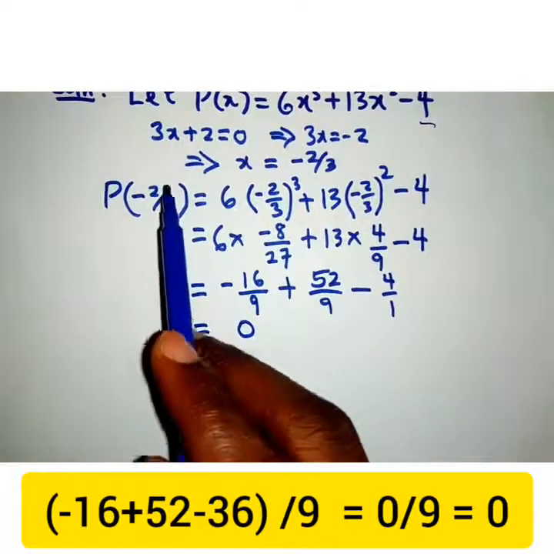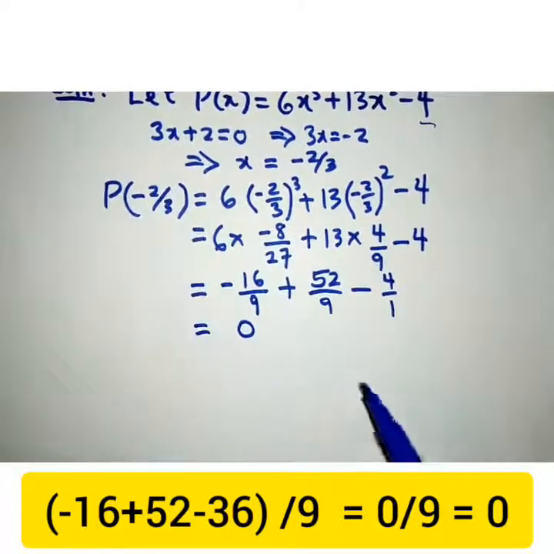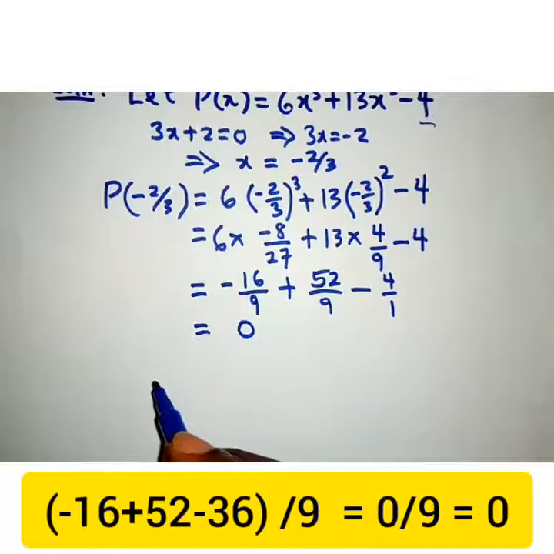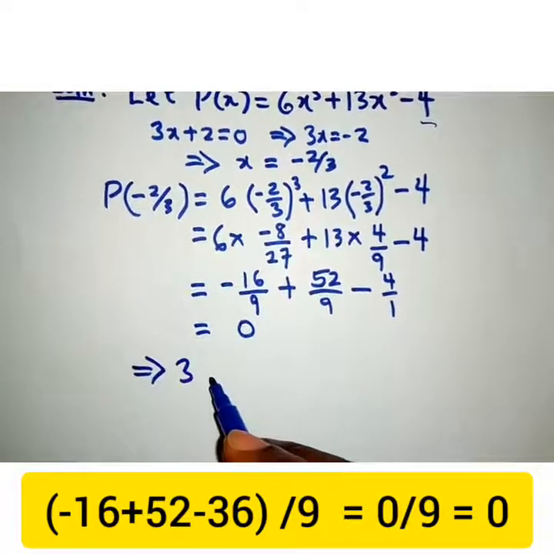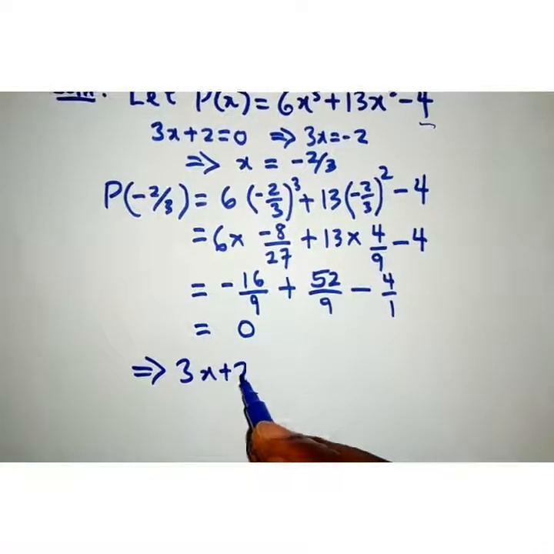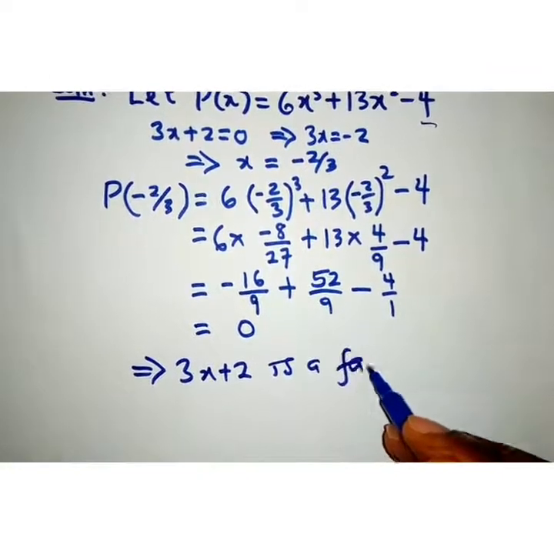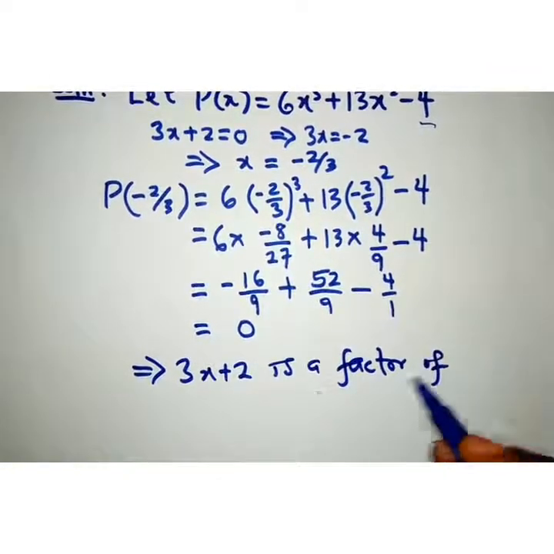Now, since p of minus 2 over 3 equals 0, by the factor theorem, we have that 3x plus 2 is a factor of p of x.